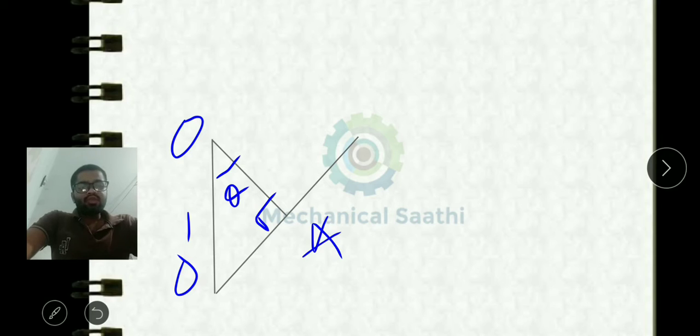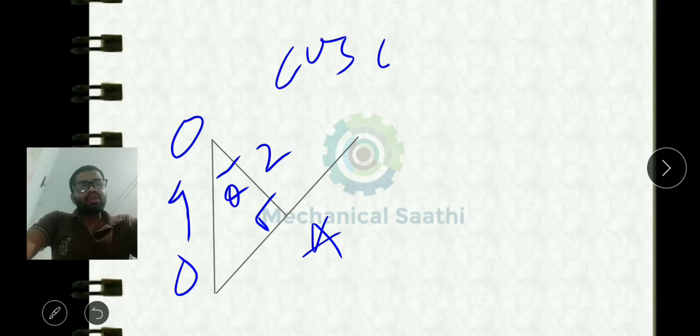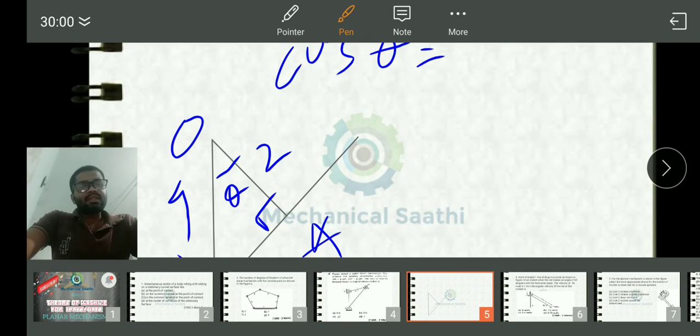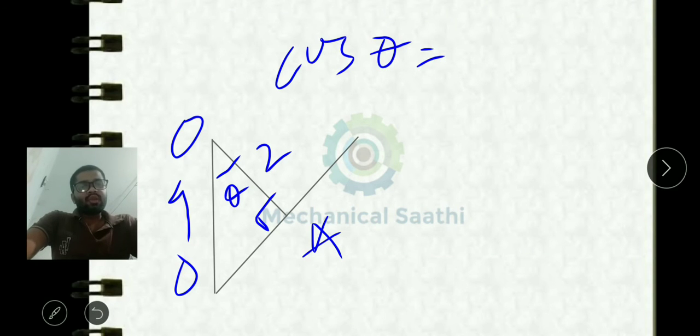This radius is given as 2 centimeter, and this is given as 4 centimeter, and it is asking us to find out the time ratio. If we can calculate the value of theta here, then we can find out the time ratio. So how can we find the theta value? As this is a right-angled triangle, we can put the formula: cos theta will be equal to base divided by hypotenuse, so that will be 2 by 4.